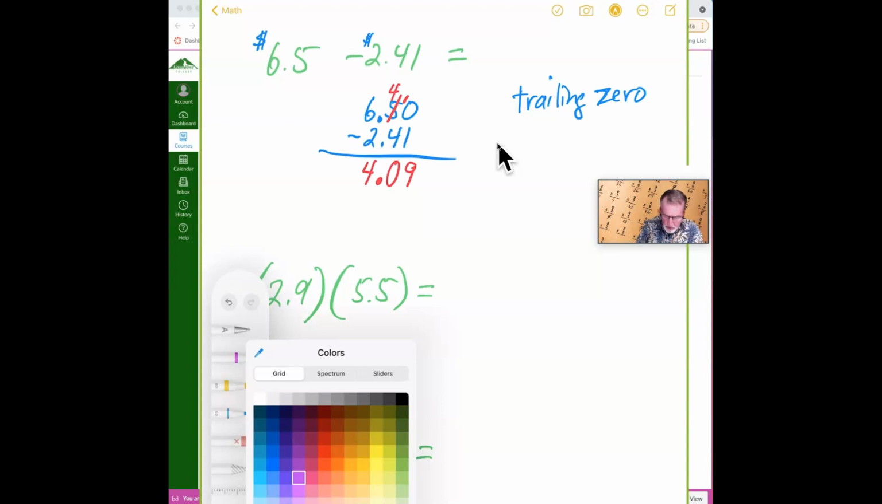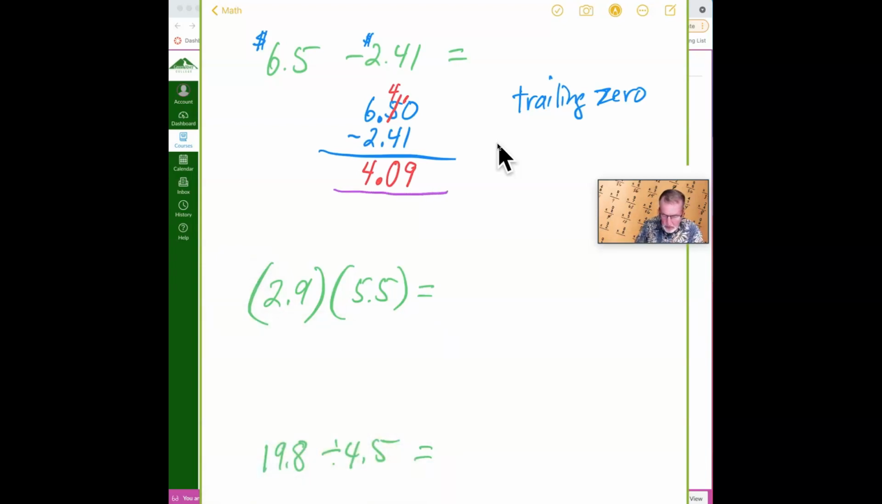Do this in lavender. 9 and 1 is 10. Write down the 0 and carry the 1. Uh-oh. Someone put me in erase mode.